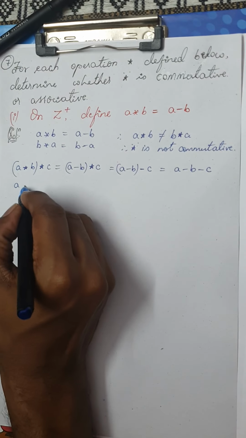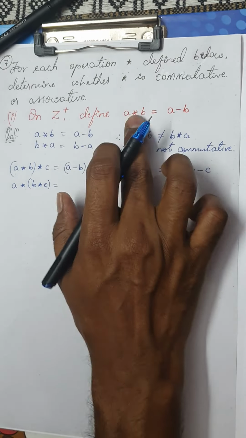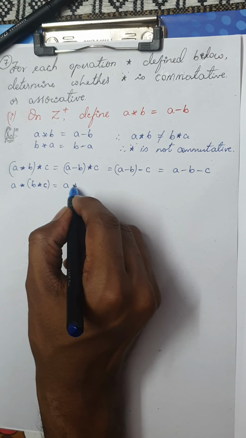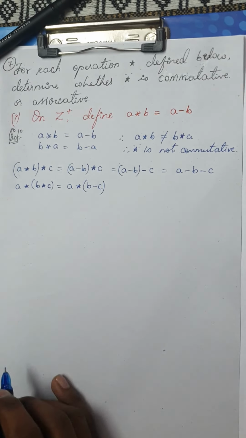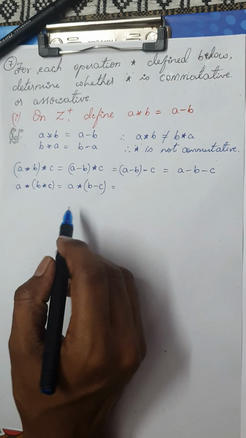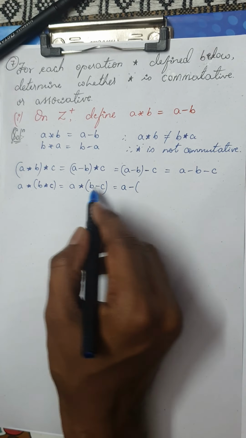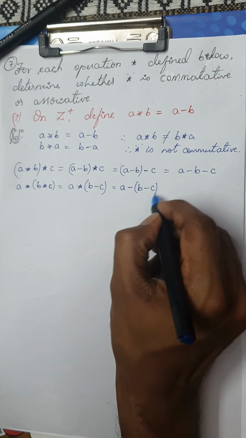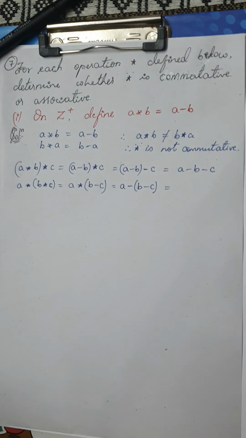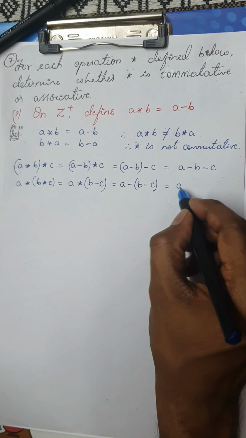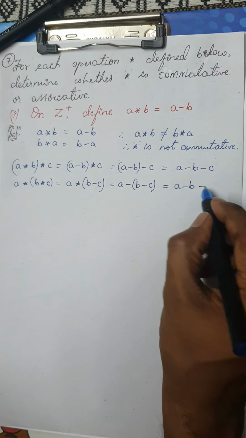Similarly, let me check A star (B star C). So according to definition, A is a separate element, let me keep it outside. B star C is nothing but B minus C. So star between two elements is first element minus second element. Second element is (B minus C). Please use the bracket, dear students. If you don't use the bracket, you'll get confused. Now this is nothing but A minus (B minus C). Now minus into minus becomes plus C.